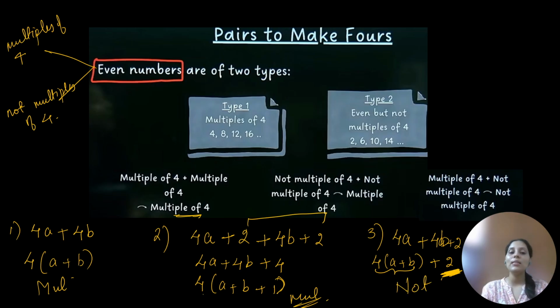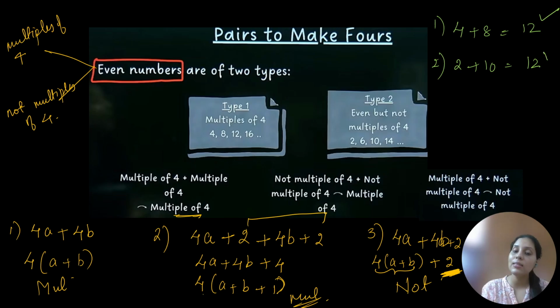So what did we see? When I add two multiples of 4, 4 plus 8, the result is also a multiple. When I add two non-multiples, 2 plus 10, the result is still a multiple of 4. But when I add a multiple of 4 with a non-multiple, the result is not a multiple of 4. So this is given in a complicated way in your textbook. So try to understand here and then go through the textbook.